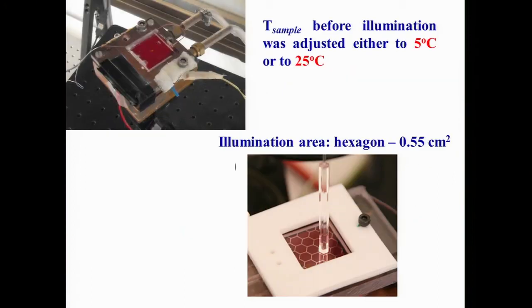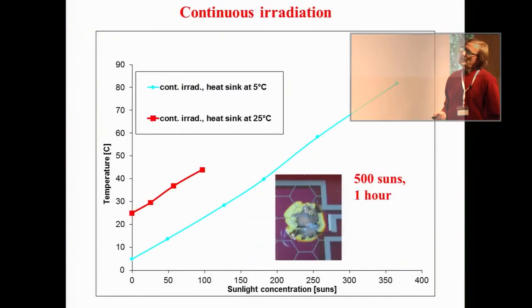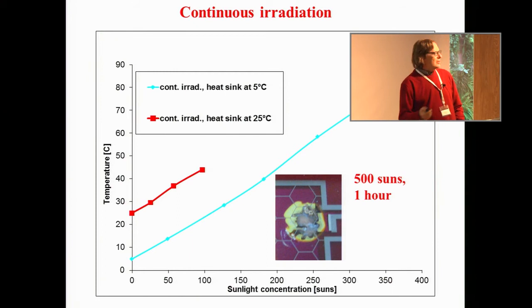If we put in this kaleidoscope, we can irradiate one hexagon. In the dark, we cooled the cell either to 5 degrees or to 25 degrees, and started to measure what's happening under the sun. If we do just continuous irradiation, for example 500 suns for 1 hour, you see the result: we just burn the cell. It's a huge increase of temperature.